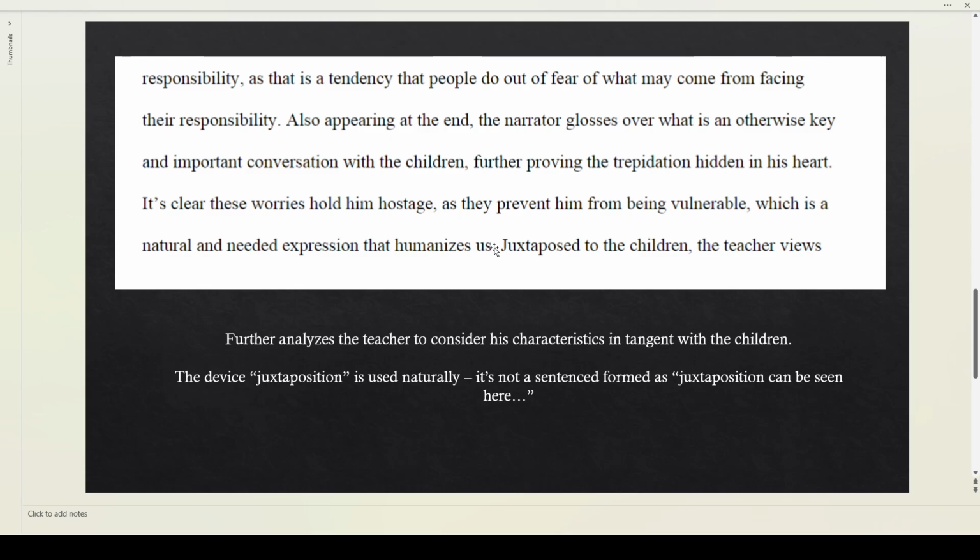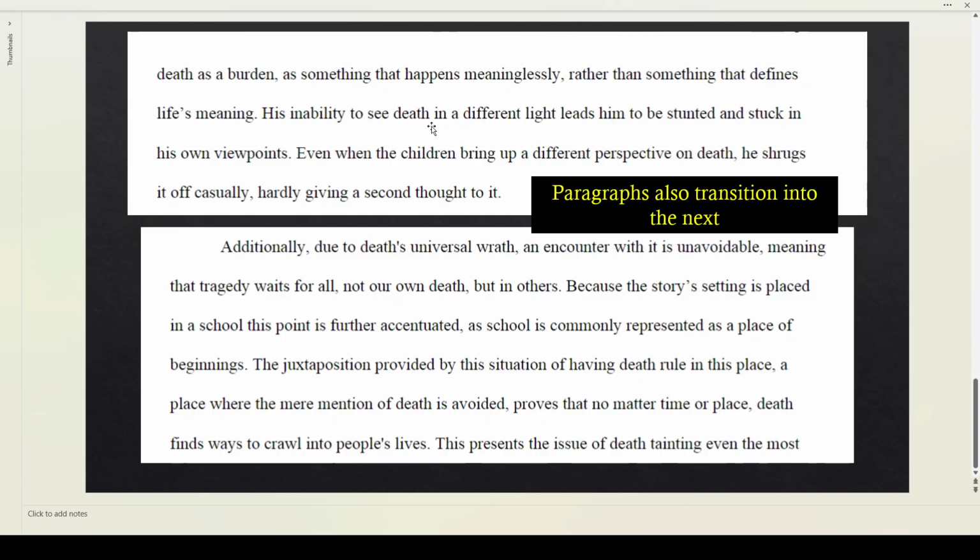Student goes on to say, juxtaposed to the children, the teacher views death as a burden, as something that happens meaninglessly, rather than something that defines life's meaning. His inability to see death in a different light leads him to be stunted and stuck in his own viewpoints. Even when the children bring up a different perspective on death, he shrugs it off casually, hardly giving a second thought to it. So we end with a little bit of summary here. We end with what his effects are on other characters, and that's fine.